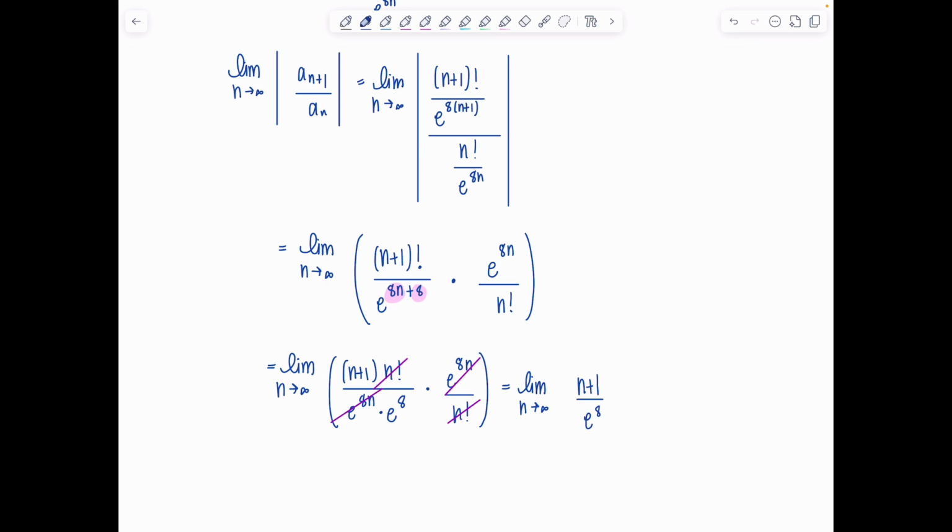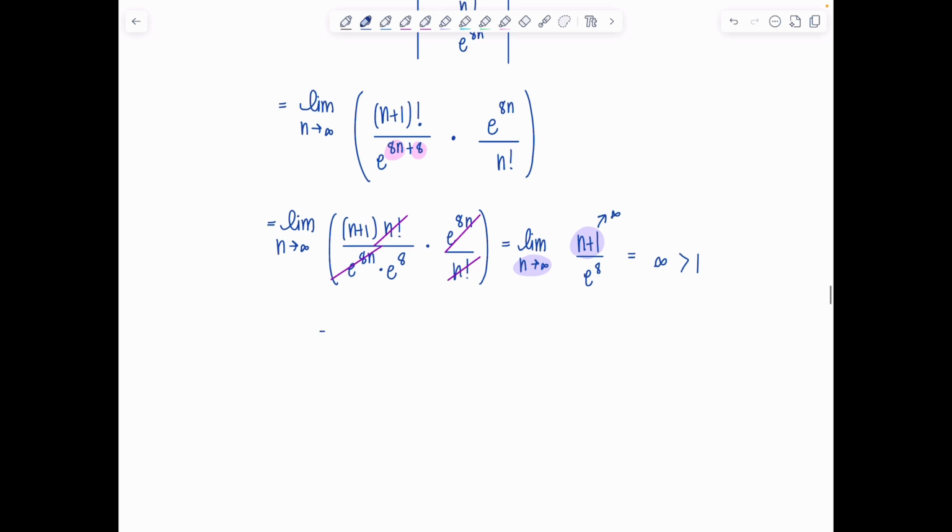Now, e to the 8th is just a constant, so it's not changing as n approaches infinity, but n plus 1 in the numerator is definitely going to infinity. So infinity divided by some constant, I don't even care what it is, is still going to go to infinity. We did the ratio test, so anytime I find this limit I need to compare it to 1. Infinity is most definitely greater than 1, so that tells me that my series diverges.